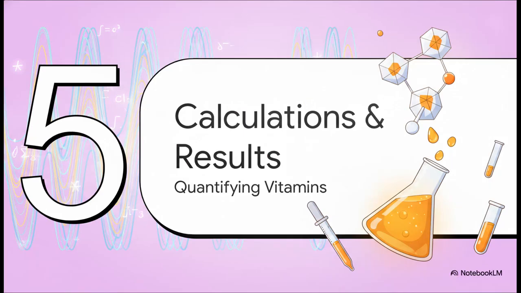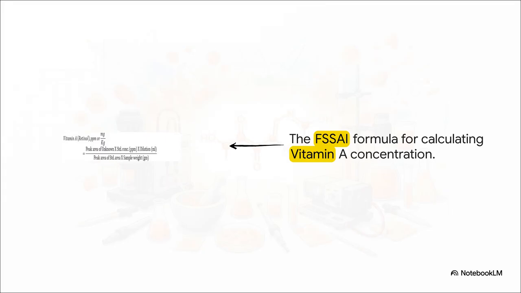All right, Section 5, Calculations and Results, where we actually quantify the vitamins. We do this by taking the area under that peak we just saw and plugging it into the standardized FSSAI mathematical formula. Basically, we multiply the peak area of our unknown sample by the concentration of a known standard along with the dilution factor. Then, we divide all that by the peak area of the standard multiplied by our original sample weight.